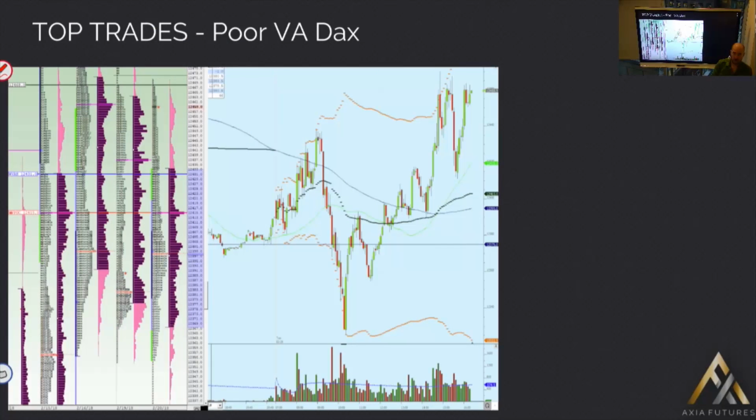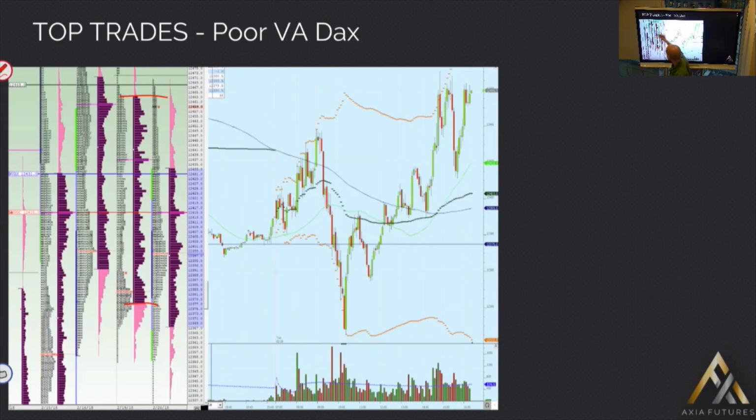What we're looking at here is a poor value area. So we're going to have a look at poor value area, how to play it, looking at price action as well. So the little clue that made this a good trade. Now, your poor value area comes in here.